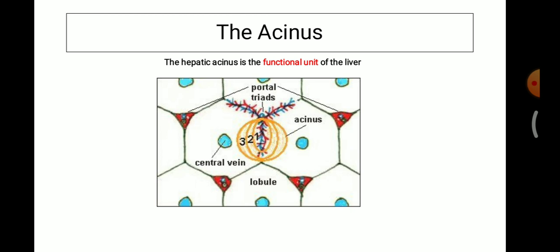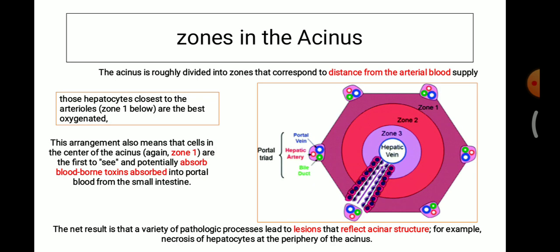Next is the acinus. The hepatic acinus is the functional unit of the liver. Try to understand in this figure what the acinus is exactly. Here I have shown two hepatocytes, and in between them the acinus is present, where I have shown in yellow the first, second, and third layers. What does it mean? These are the zones in the acinus.